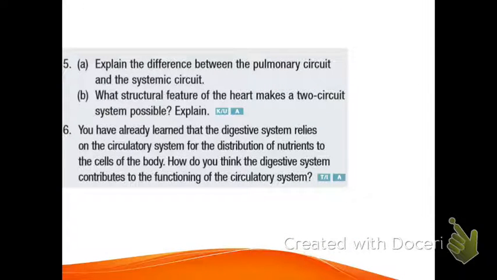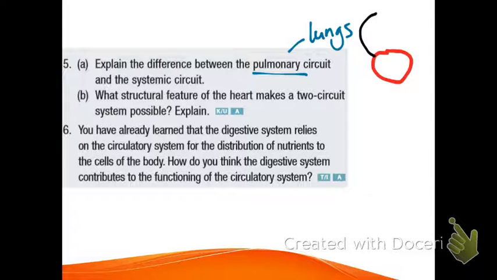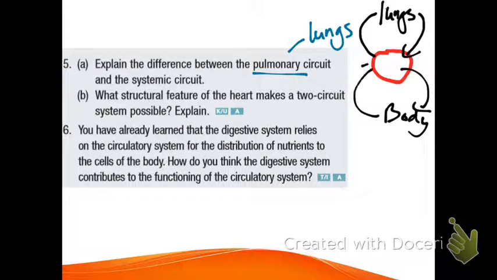Explain the difference between the pulmonary and systemic. I'm sorry I did not address this in our class. We'll look at it more when we look at the heart specifically, but since it's here, pulmonary means lungs. So the pulmonary circuit, if this is your heart, we know that it goes to the lungs, and then back to your heart. That's called the pulmonary circuit. The systemic circuit is when it goes from your heart to your body and then back to your heart. So pulmonary goes to the lungs, systemic goes to the rest of the body.